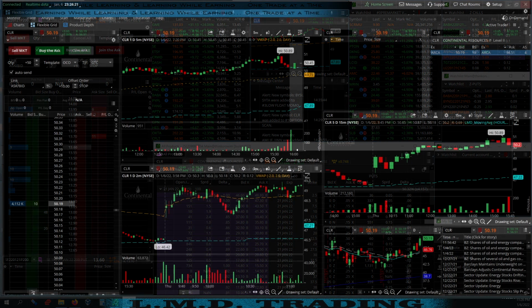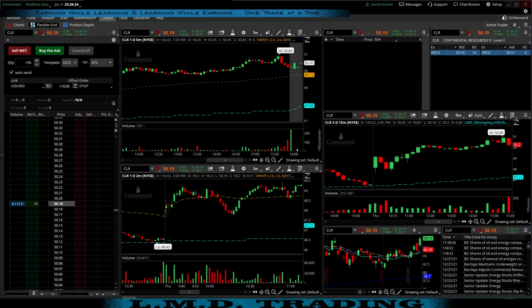That's my trading screen, and then my other screen would be my thumbnail watch list. Those are the three screens that I'm using. I operate with 3 monitors.